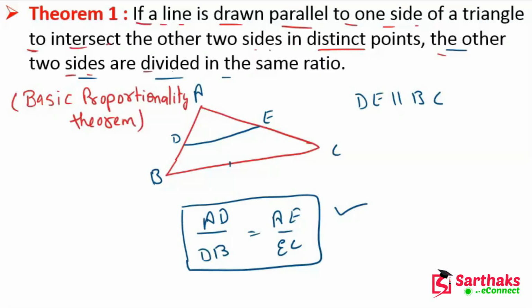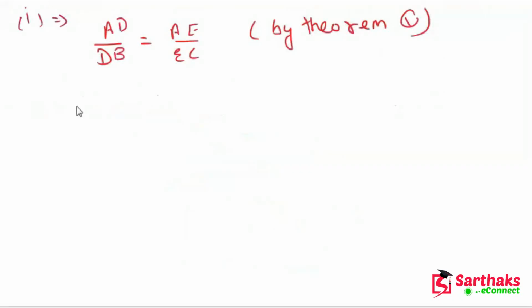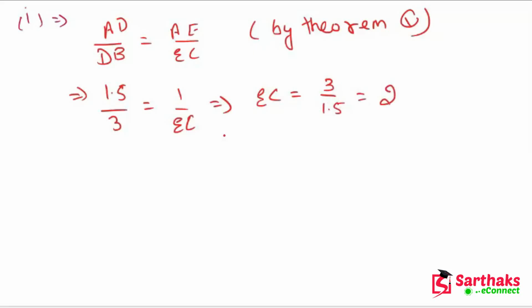So now again let's come back to our question. AD upon DB is equal to AE upon EC. Now we have the value of AD is 1.5, DB is 3, AE is 1, and this is EC. By cross multiplying we can find the value of EC. EC is 3 upon 1.5. If we divide it, we get 2. So the value of EC is 2 centimeter.